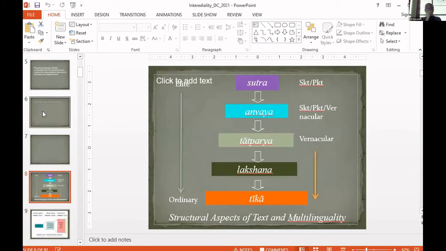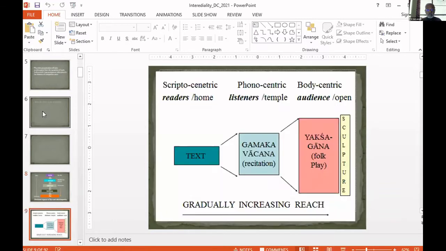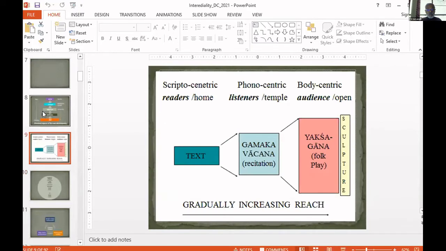I will skip all the introduction and let me go into the text in India. If it is a scriptocentric format, before that, let me just go and come back. Okay, this is the model that I have proposed. This is almost 15 years back, and that's where you see the linearity. The arrow at the bottom says gradually increasing reach. That was presuming a public sphere, which varies as the text moves into recitation and then into performative and then into sculptural, purely visual world.